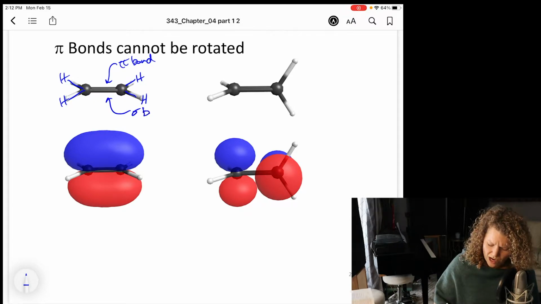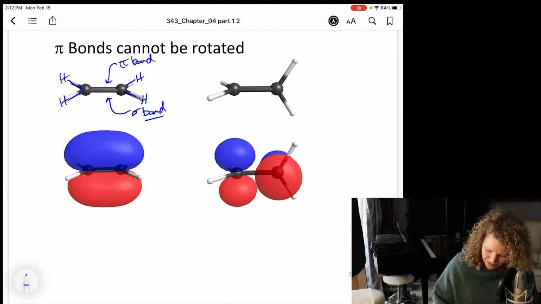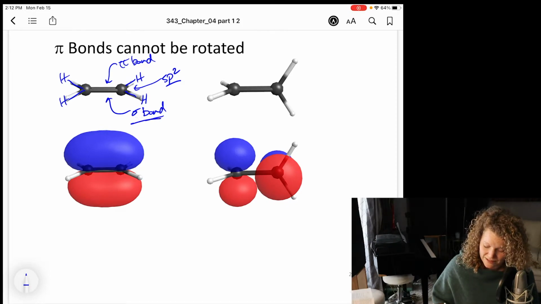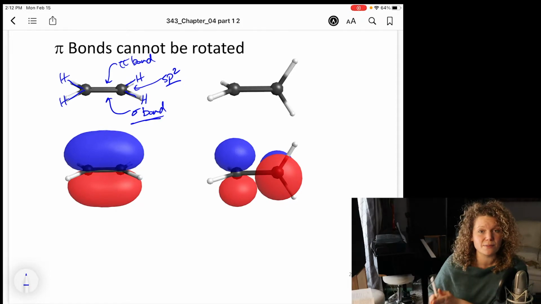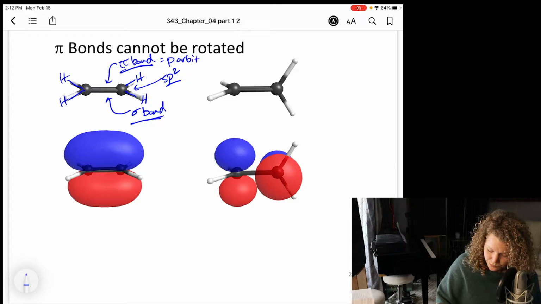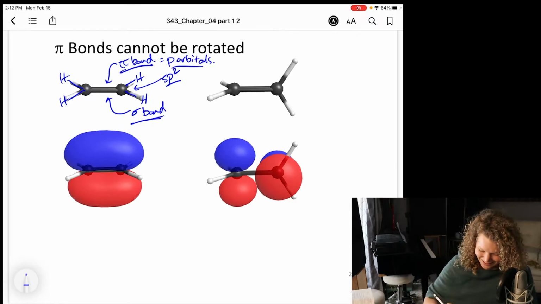Let's review what orbitals make up the sigma bond. Well, this is an sp2 hybridized carbon. So these are sp2 hybridized orbitals for the sigma bonds. Sigma bonds are made from hybridized orbitals. Pi bonds are made from p orbitals. Molecular orbital theory comes back and haunts us again.